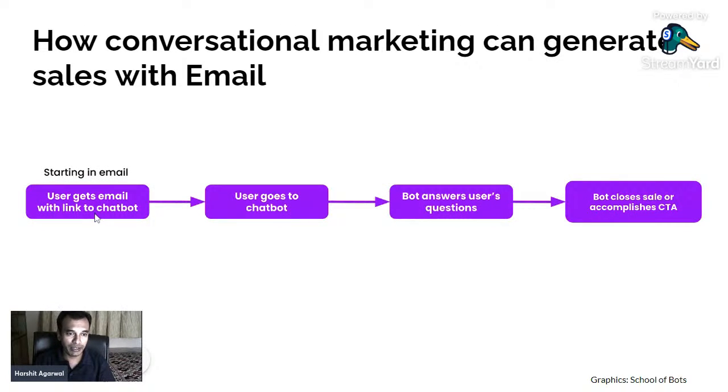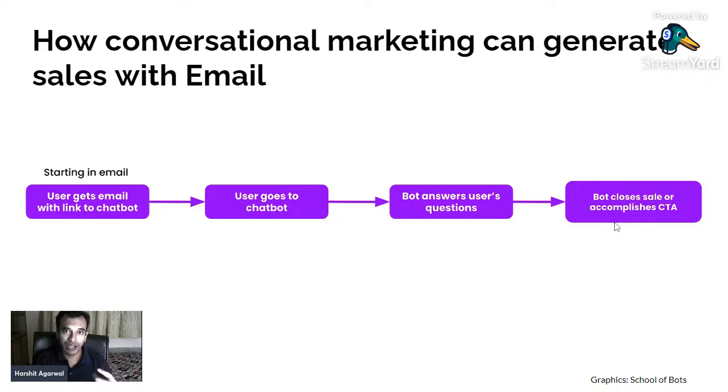The user gets an email with a link to a chatbot, and then the user clicks the link, and the bot answers the user's questions. Not only answering questions, the bot can also provide useful information to the user. The bot can have links to videos, it can have links to blog posts that provide value to the user, and then the bot closes the sale.